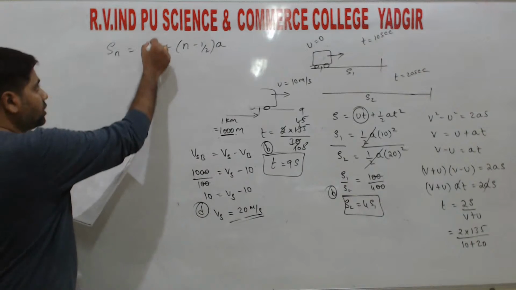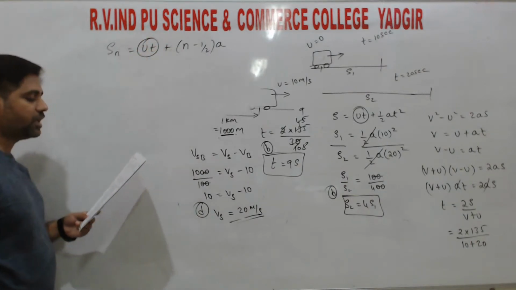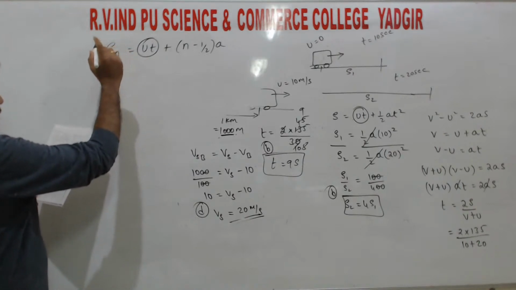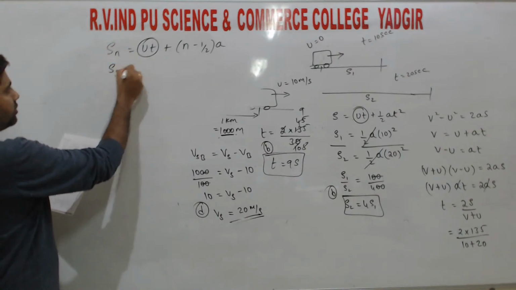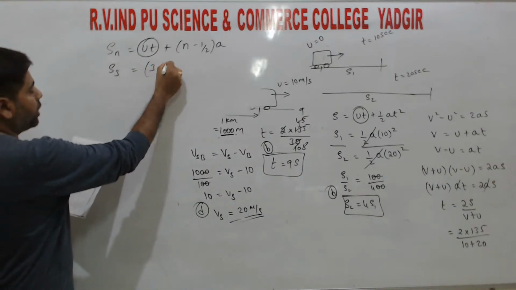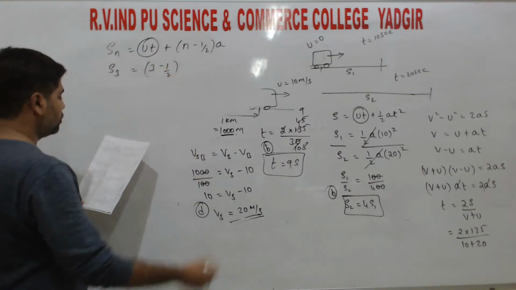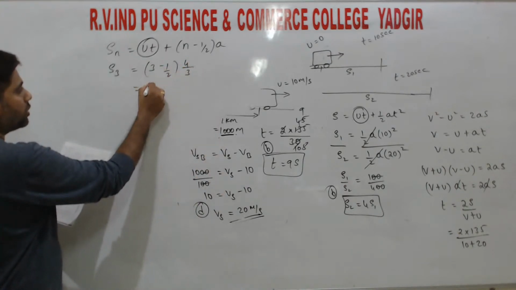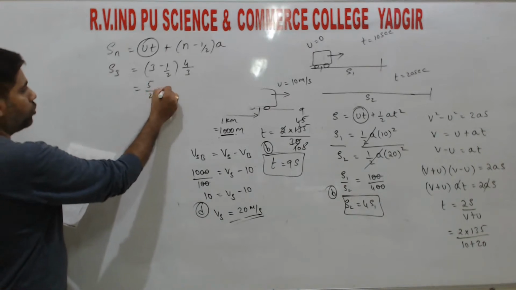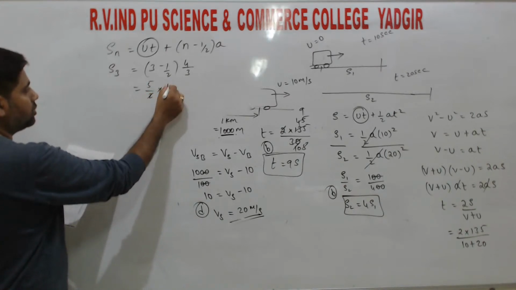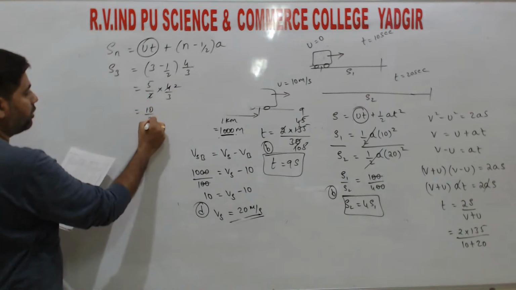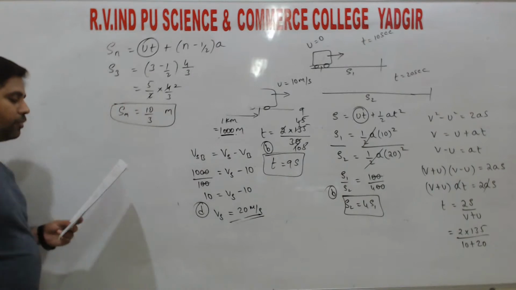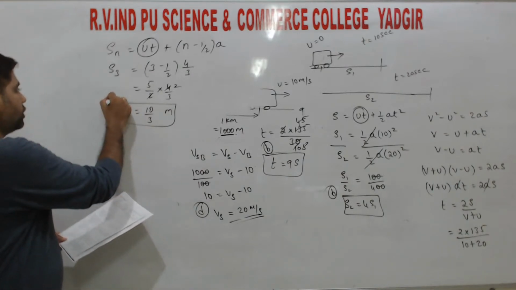So it starts from rest. Its initial velocity is 0, right? So the distance covered in third second, that is S3, equals (2 times 3 minus 1) by 2 into the given acceleration 4 divided by 3, right? So 6 minus 1, 5 by 2 into 4 by 3, that is 10 divided by 3 meter. So the answer is option A.